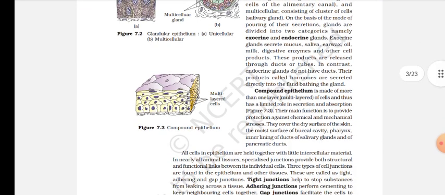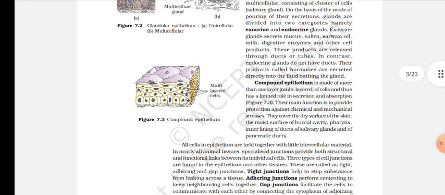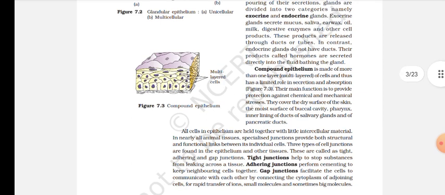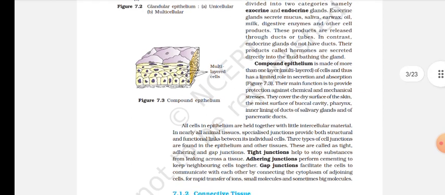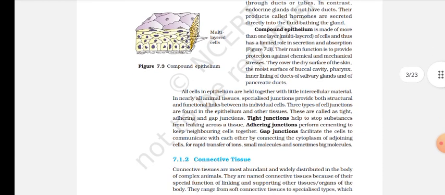Compound epithelium is made of more than one layer, multilayered, of cells and thus has a limited role in secretion and absorption. Their main function is to provide protection against chemical and mechanical stress. They cover the dry surface of the skin, the moist surface of buccal cavity, pharynx, inner lining of ducts of salivary gland and of pancreatic ducts.